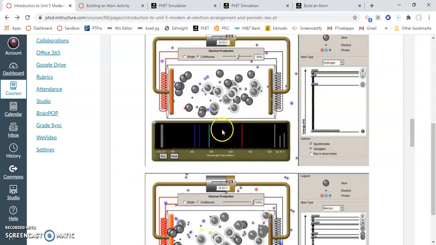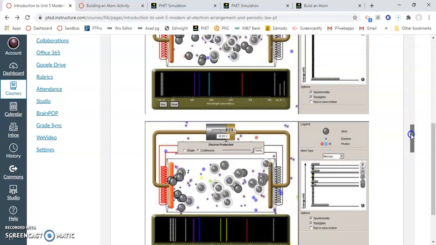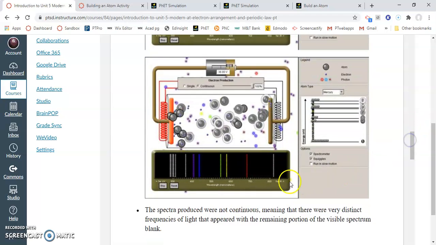It has 4 lines in the visible light spectrum, and we'll talk about where that falls in a moment. But when we look at mercury, you have 1, this is actually a double line, 2, 3, 4, 5, 6, 7, 8 lines of light that are able to be observed if we look at the light from a mercury lamp going through a prism. So these are called emission spectra. They weren't continuous, meaning there were very distinct lines of light.